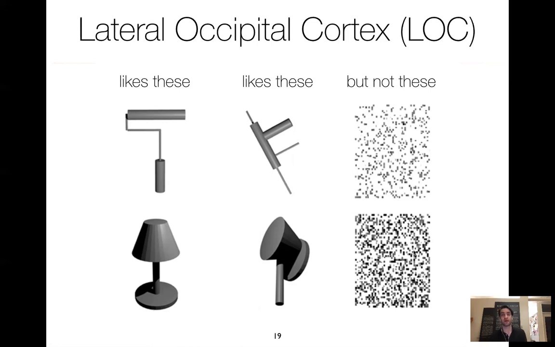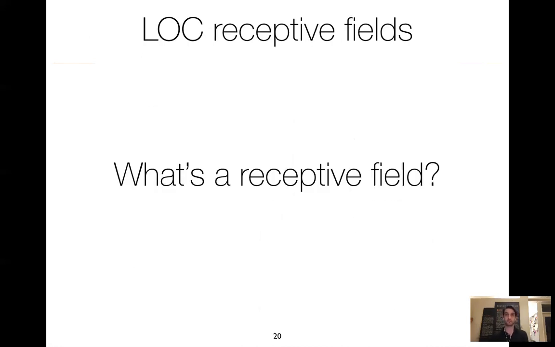Now, when thinking about how LOC is able to do this, how it's able to integrate information from basic lines into coherent wholes, it's important to think about the receptive fields of LOC. Now, just as a reminder, a receptive field is the region of space in which the presence of a stimulus can elicit a response from a neuron. So again, if my hand is the receptive field of a V1 cell, you could say, like, right now, the neuron would not get very excited because there's nothing in it. But if you do something like that, now it would get excited because there is something in it.